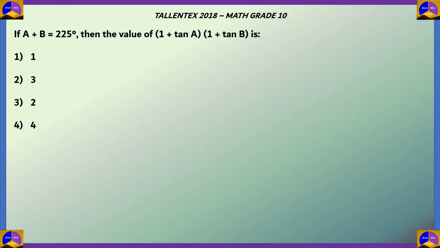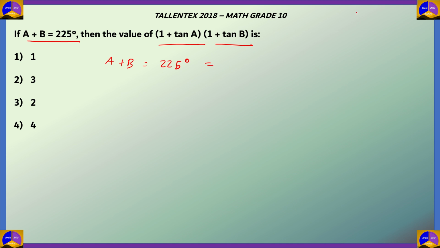Now, let's look at a question on mathematics. If a plus b is given as 225 degrees, then find the value of (1 plus tan a) and (1 plus tan b). So how do we solve this question? Well, let's look at the given equation. A plus b equals 225 degrees.